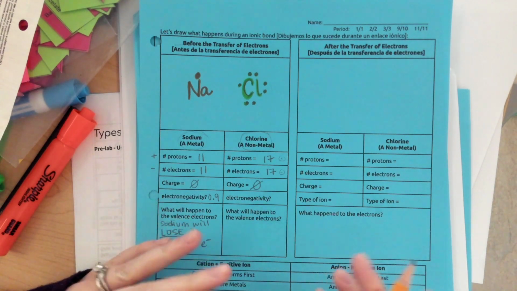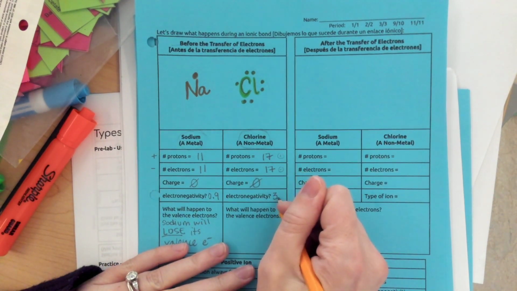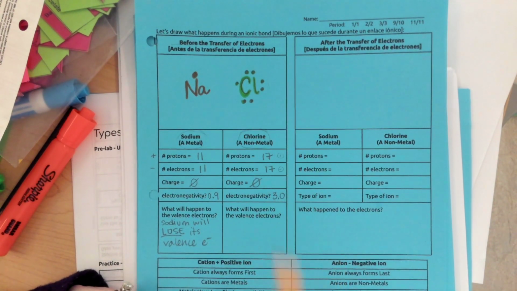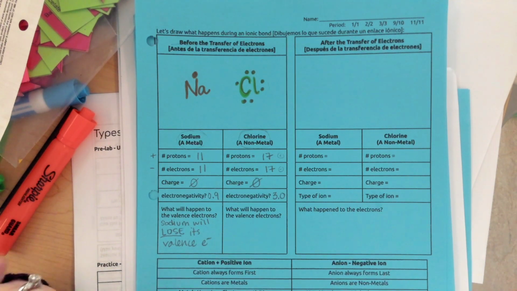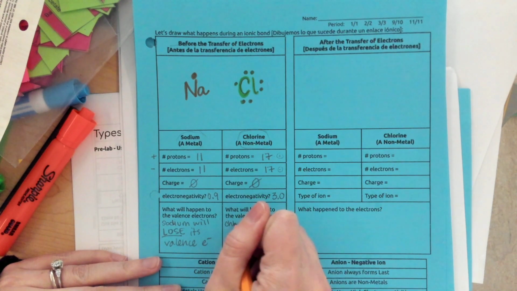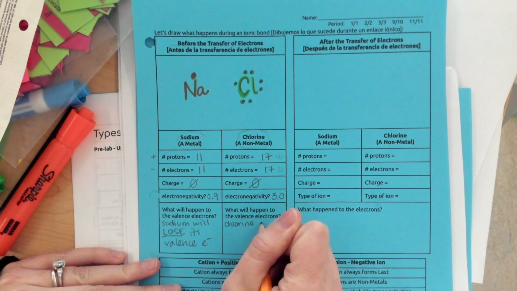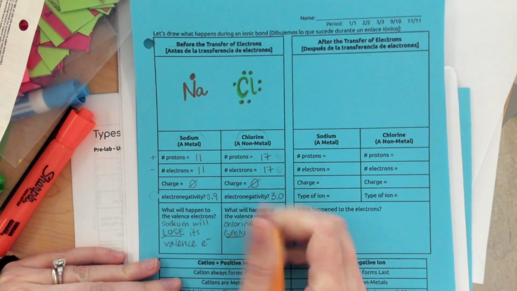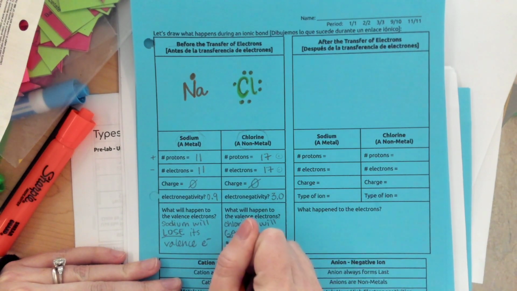Now, if we check an electronegativity table, we would see that the electronegativity of chlorine is actually 3.0. That is a pretty high electronegativity. Remember, the max electronegativity is 4, so 3 is pretty close. That means that it's really good at hanging on to electrons. So good that it might actually attract electrons from other atoms. So what will happen to the valence electrons on chlorine? Chlorine will gain an additional valence electron.